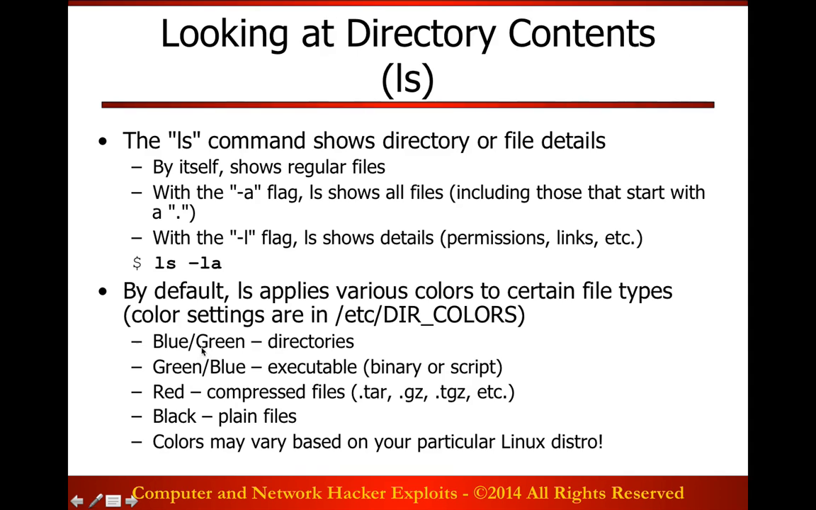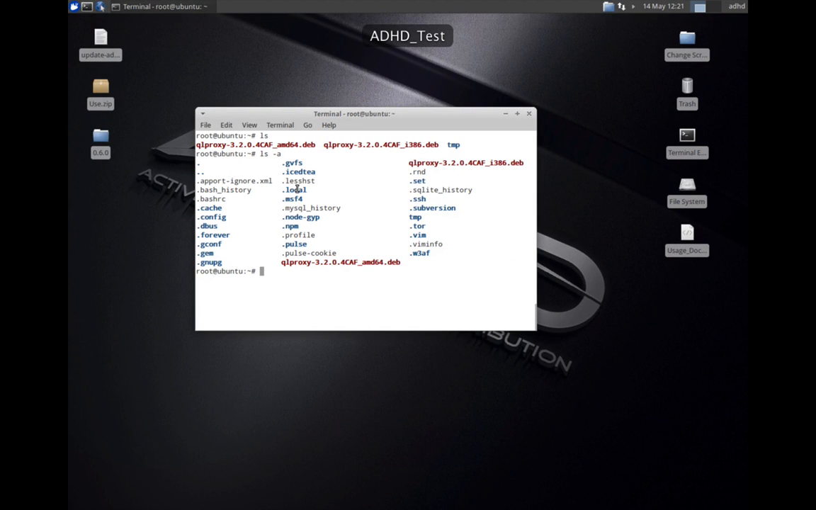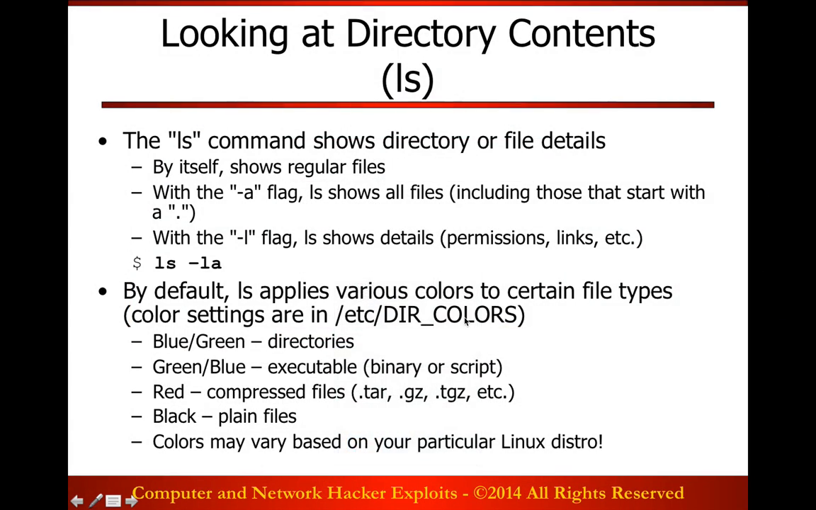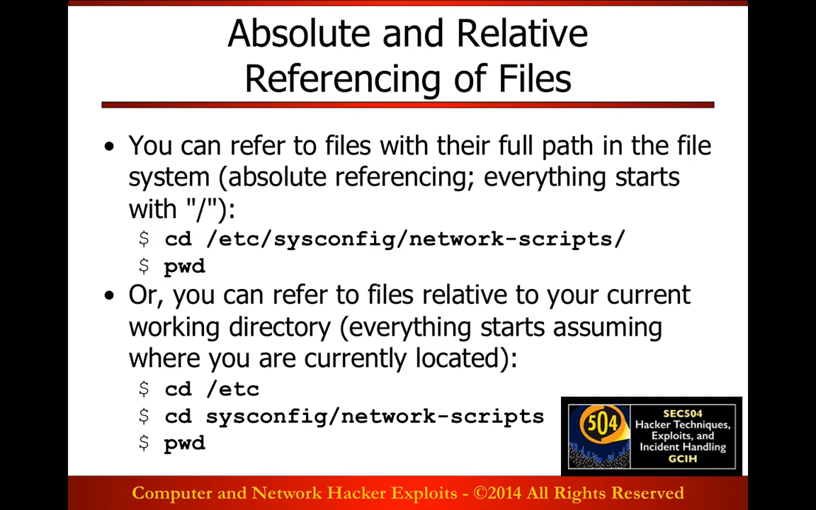Also, on my version of Linux, you can see that we have different directory colors. You can see that on my system, the directories are blue and the individual files are black. And you can see that I have red files for dead packages that I can install. Your colors are going to change based on the type of the Linux operating system that you are in fact using. We also have absolute and relative referencing of files.